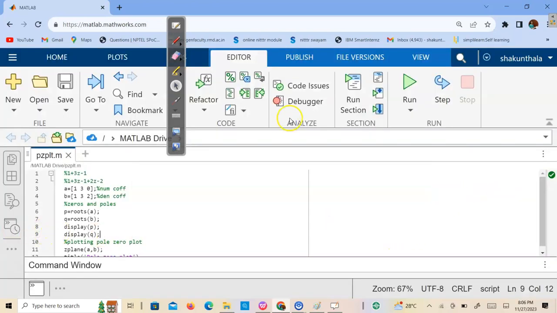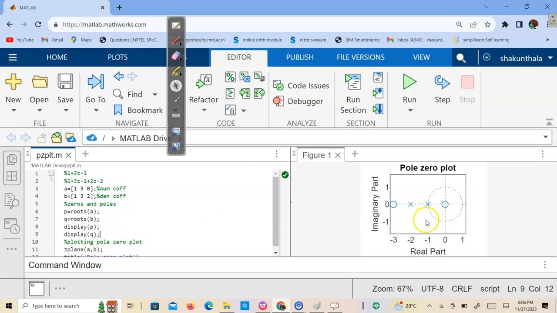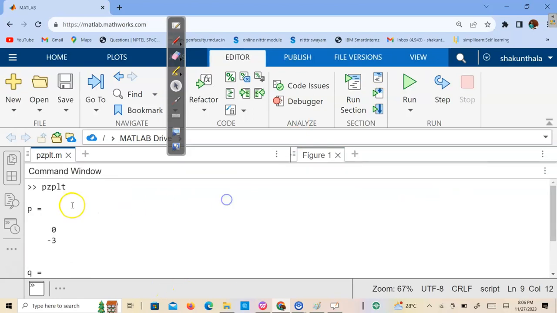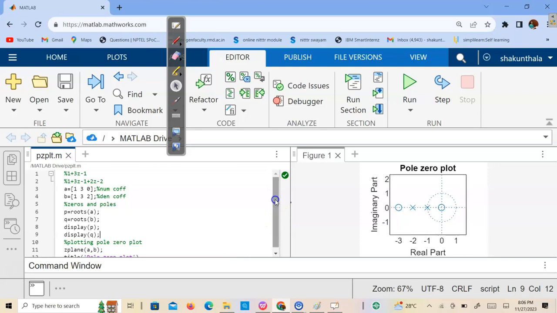Now I will execute the program. Instead of removing the semicolon, I have given display of P, display of Q, so that in the command window the values will be displayed properly. In this way you can run the program. What we have to do is give the numerator coefficients and denominator coefficients properly, such that all the values exist.